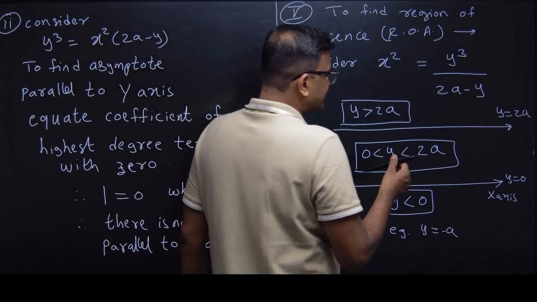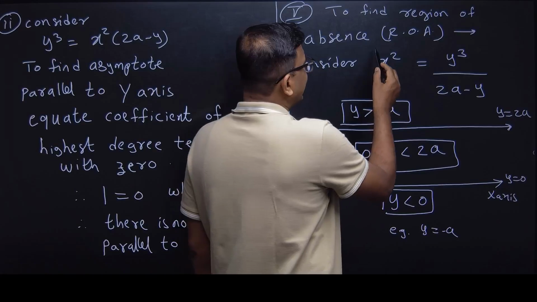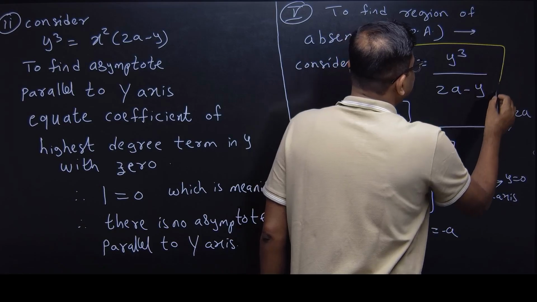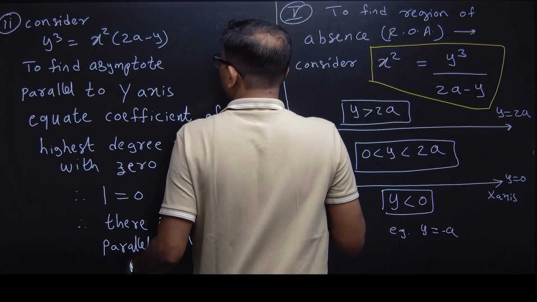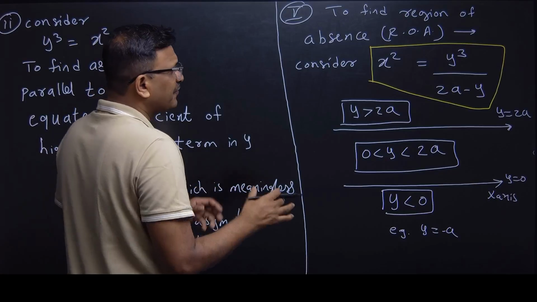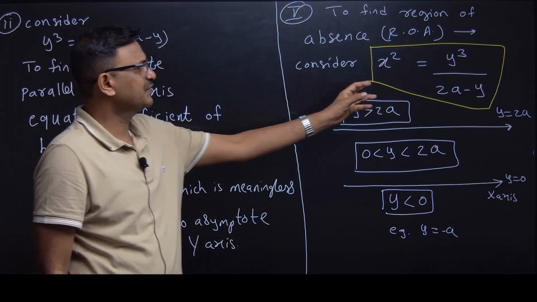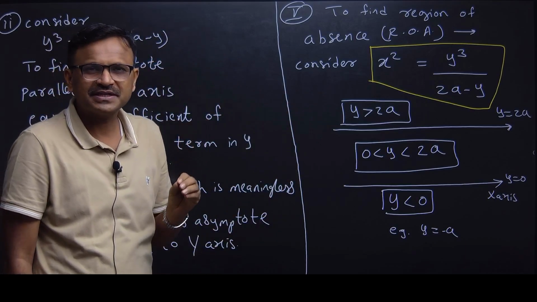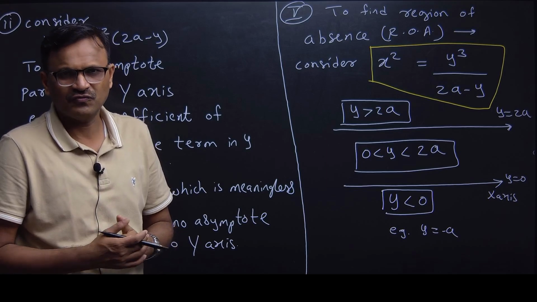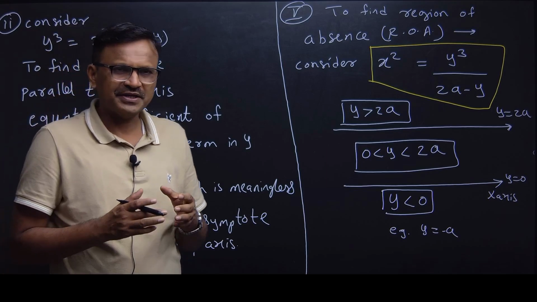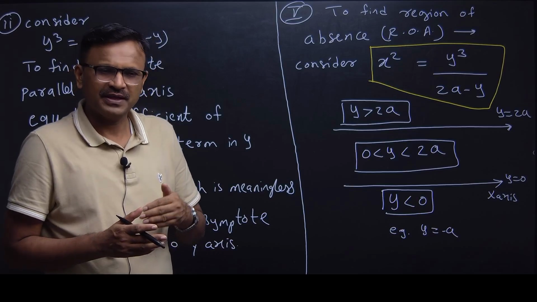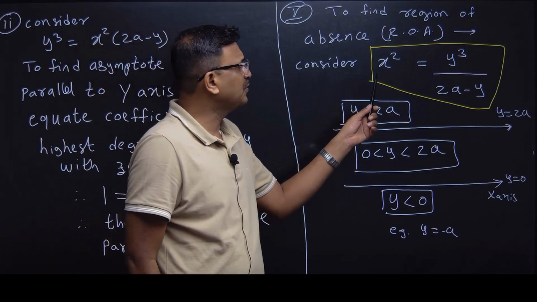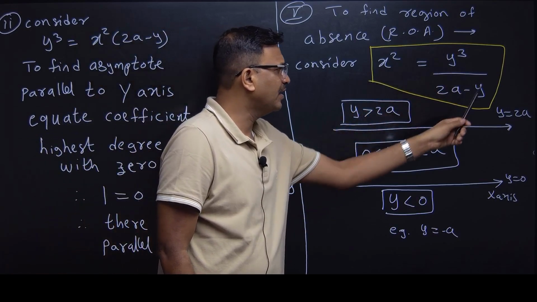For that, we consider the given equation. The given equation is y cube equals x square into 2a minus y. I have rearranged it and written it as x square is equal to y cube upon 2a minus y. So I express the equation in the form x square is some function of y. Whenever possible, we express the given equation either in the form x square is some function of y or y square is some function of x. Here we are able to express it in the form x square is some function of y.